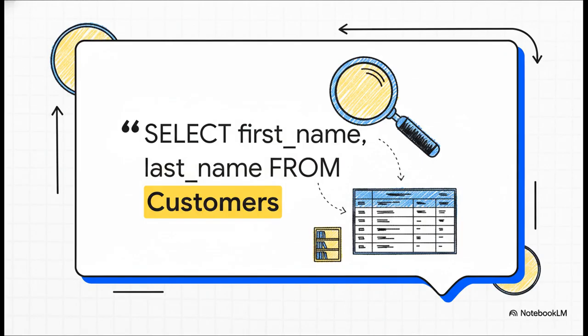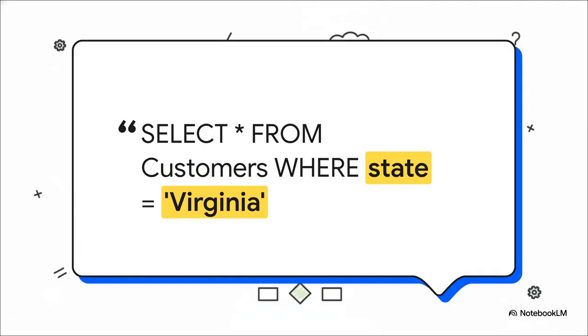Next, we have to tell it where to go looking for it. That's the from part. It's pointing the database to the right section of the library, the right table. So here we're saying, and you can find that information from the customers table. And finally, we usually don't want every single customer, right?